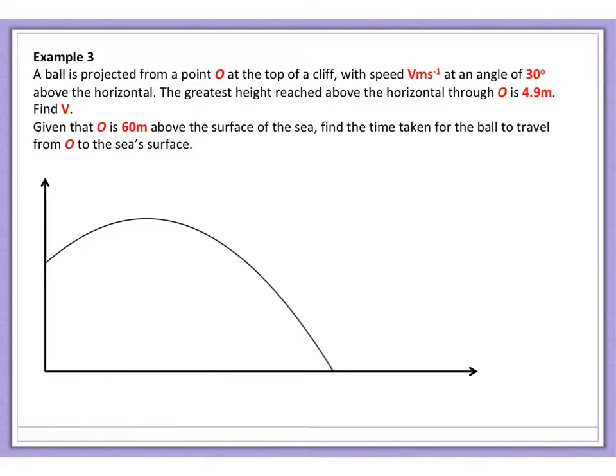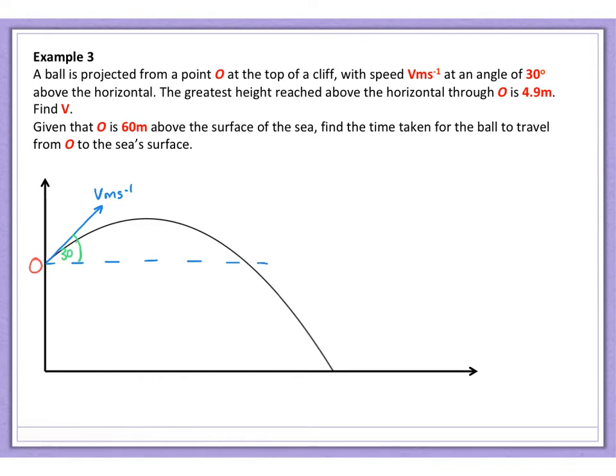Let's look at example 3. We have a ball projected from a point O at the top of a cliff with a speed v meters per second at an angle of 30 degrees above the horizontal.